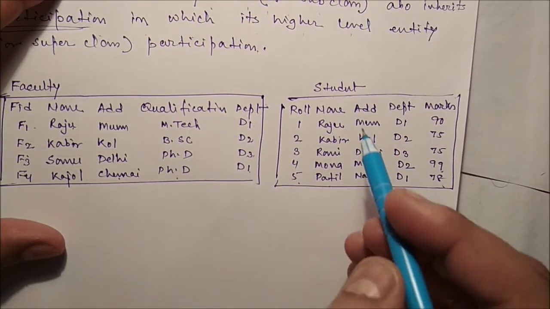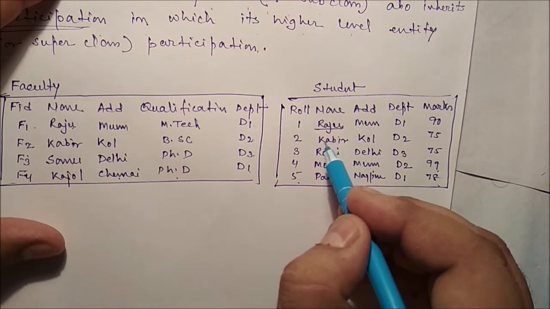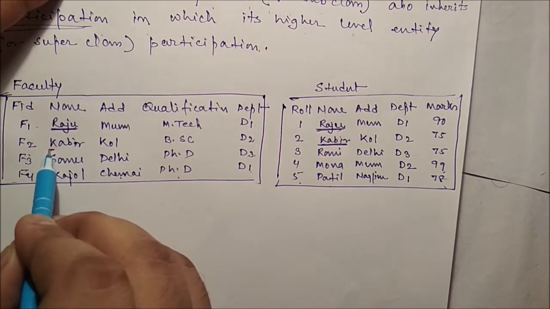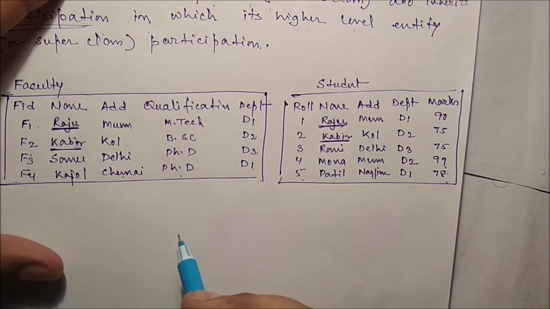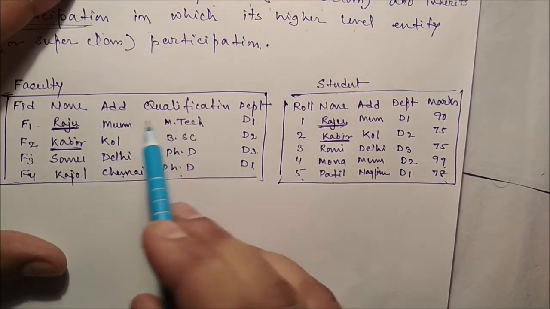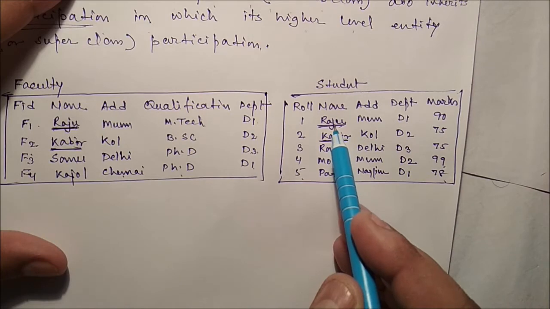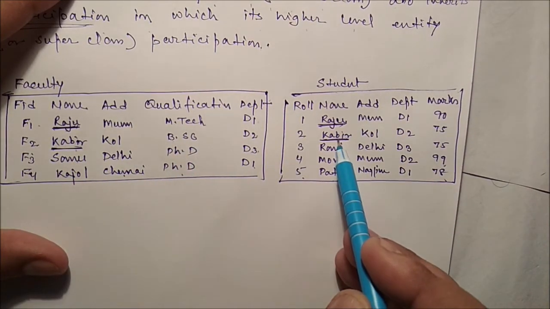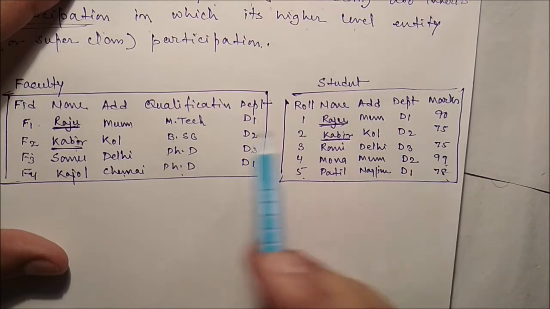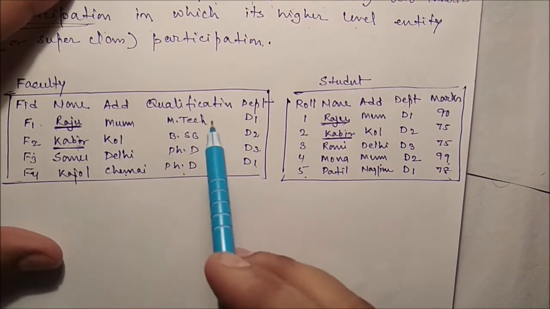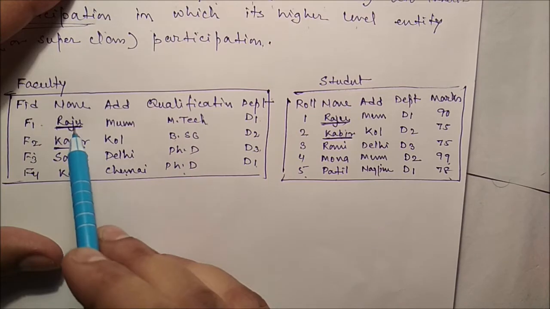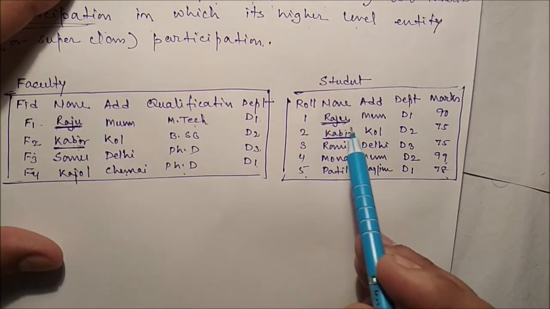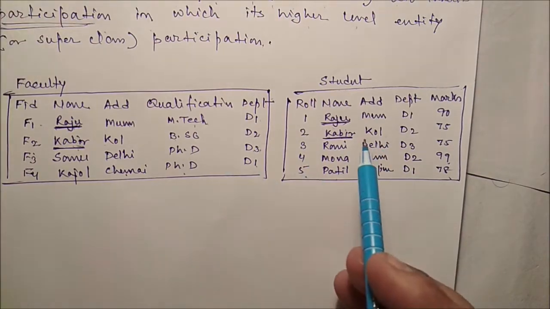Now we can see Raju and Kabir. Raju and Kabir are both faculty as well as students. Here Raju's qualification is M.Tech, and now Raju is doing PhD. Kabir's qualification is BSc and Kabir is doing MSc in the same college. So the question is, repetition of information is there: Raju Mumbai M.Tech, Raju Mumbai, Kabir Kolkata, Raju Mumbai, Kabir Kolkata. So what can we do?